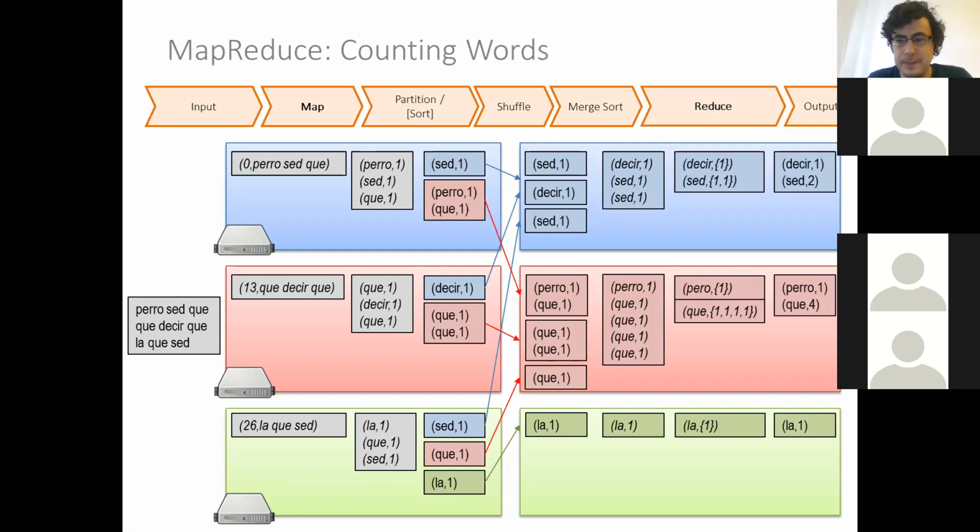Profe, la parte del shuffle, no entendí cómo se asignaba. Yep. So the shuffle here decides that this will stay on the blue machine because it will take the string Z. It will apply a hash on that, which will produce an integer, and then it will do modulo 3. Yeah, genial.